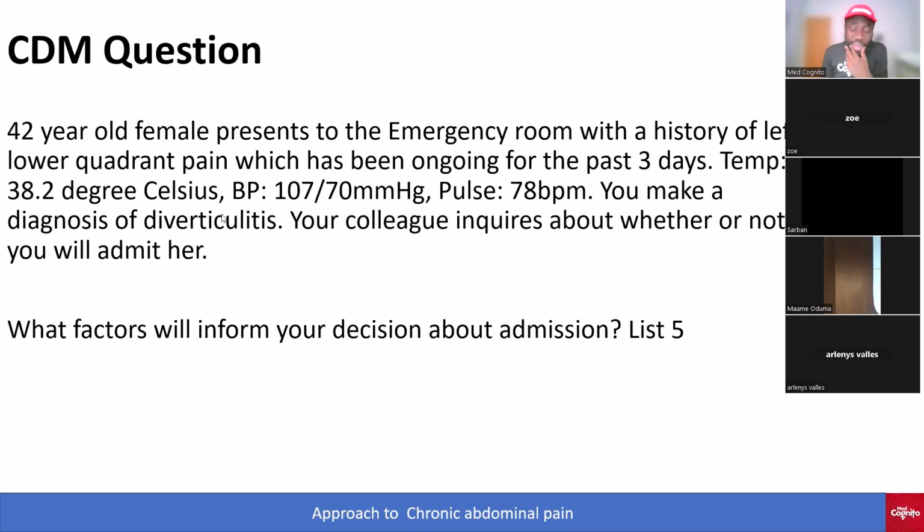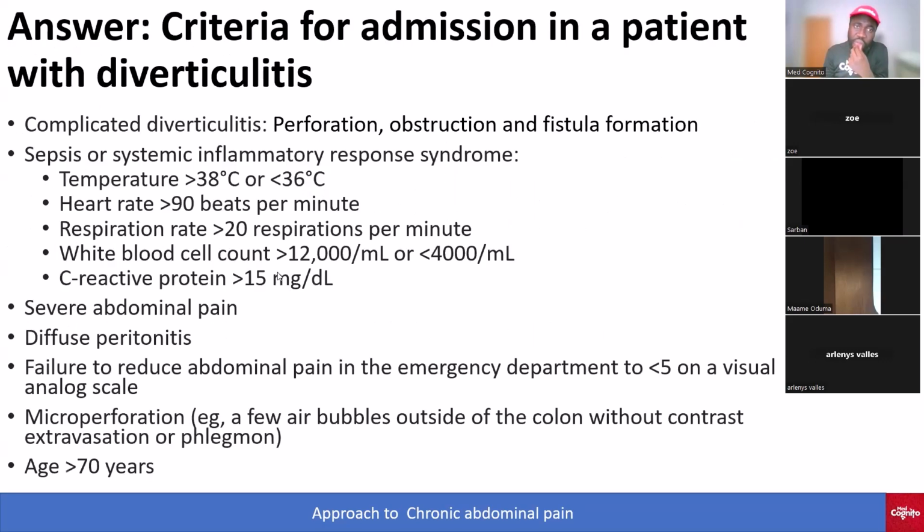So why will I admit somebody? Sure. I will admit somebody if the person has complicated diverticulitis, and that is perforation, obstruction, fistula formation. If the patient has sepsis, and what do I mean by that? Diverticulitis with temperature of 38 degrees or more, or temperature of less than 36 degrees, admission.